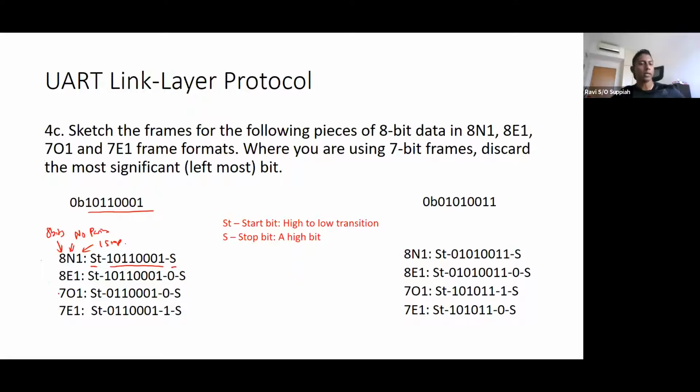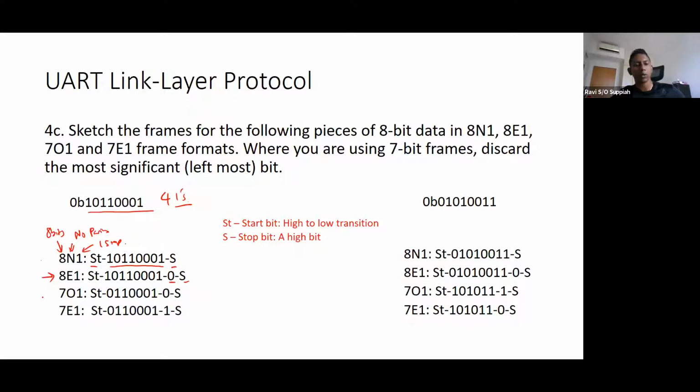The same thing over here: 8E1 is 8 bits of data, even parity, and one stop bit. In these 8 bits of data, I already have 4 ones, so I can see that it is already an even number. So the parity bit is a 0. Then I put a stop bit.